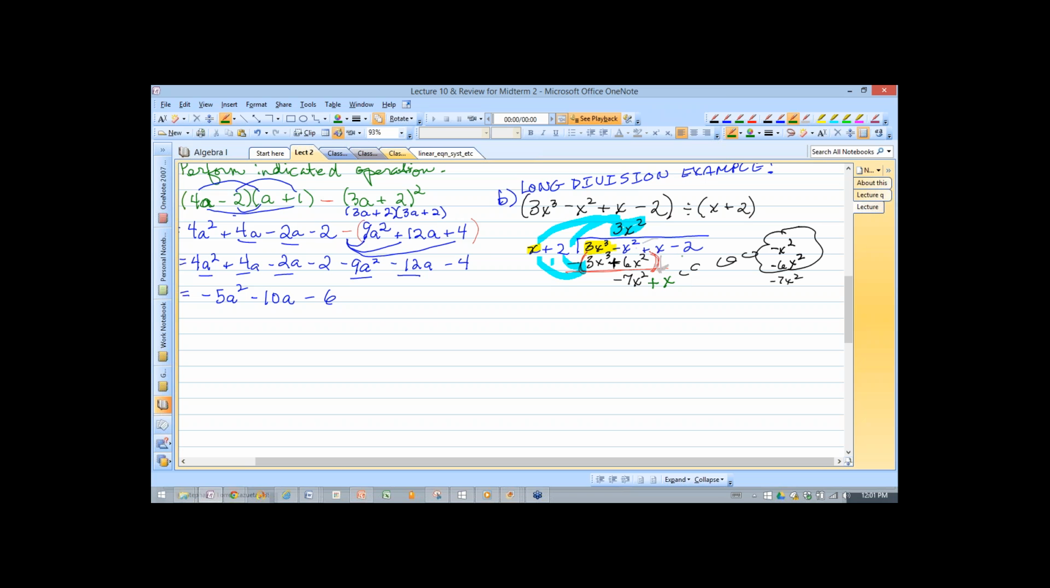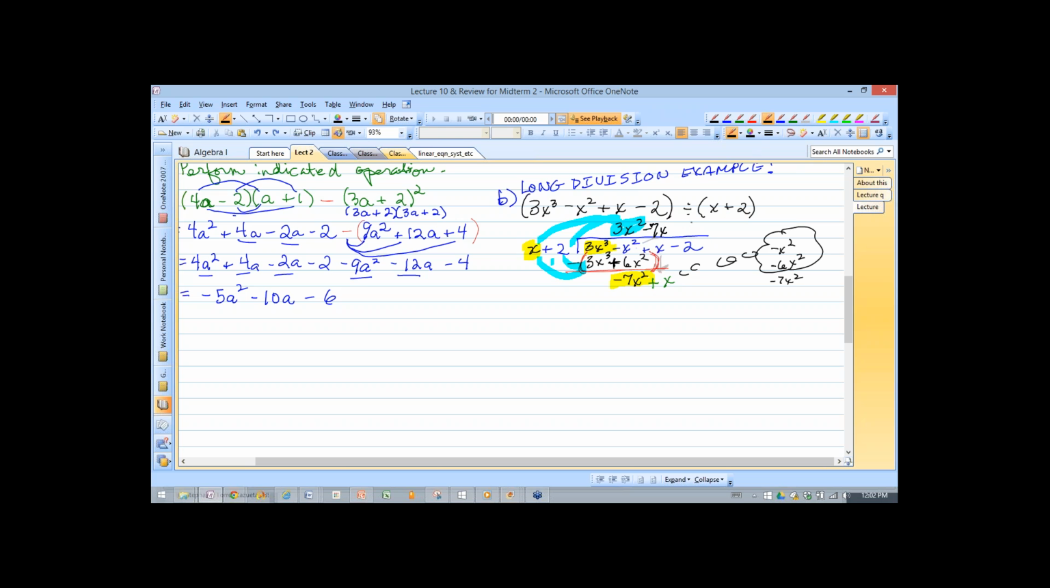Now we start all over again. x goes into negative 7x squared, excuse me, how many times? So we'll have negative 7x. That's it. It should line up over this x term, by the way, and it does. It lines up pretty well, especially if I write a little smaller.